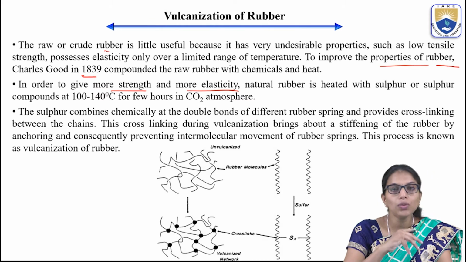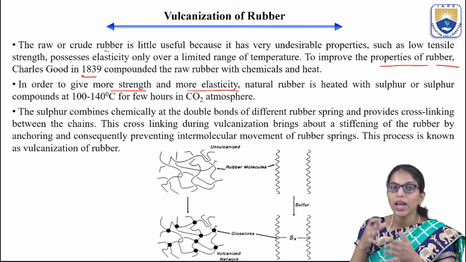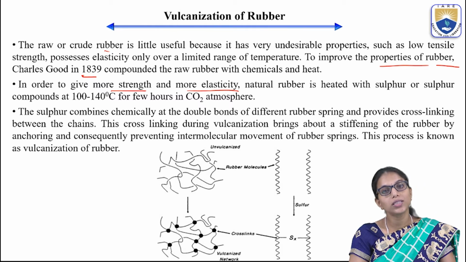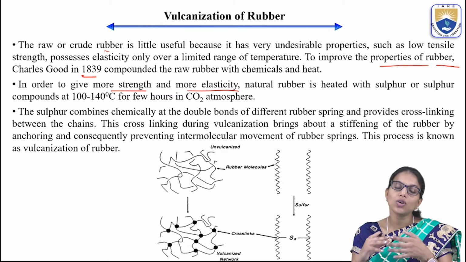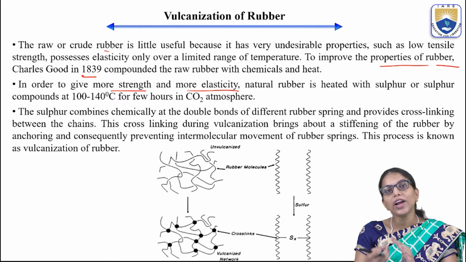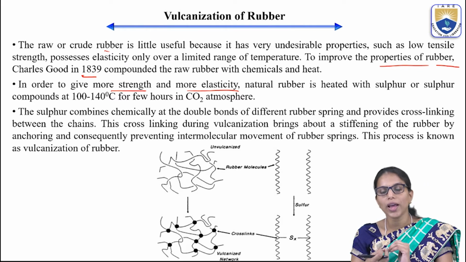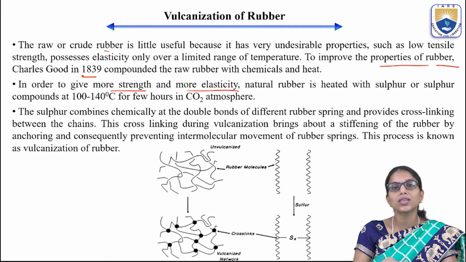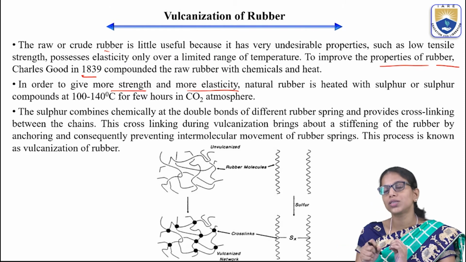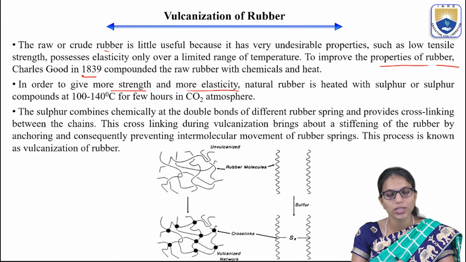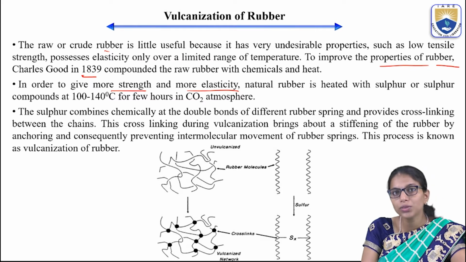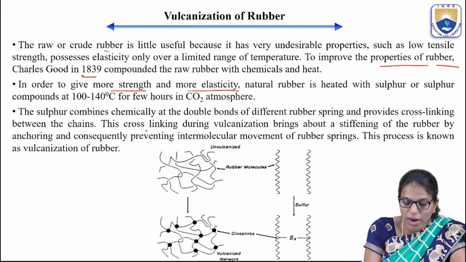Now coming to what will happen in the natural rubber during vulcanization. Since we are adding sulfur, the layers of natural rubber will bind with the sulfur atoms, by which cross-linking will happen throughout the structure, and because of cross-linking, the strength of the rubber will increase. Now coming to the statement: the sulfur combines chemically at the double bond.